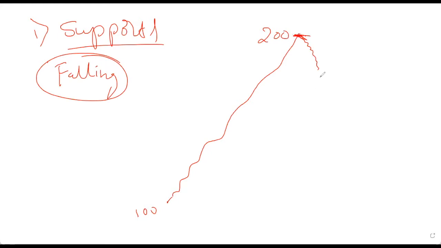If the stock is falling down, what will you ask? Sir, up to what level will this fall, right? The answer is given by Fibonacci. So it will fall up to the 0.23 golden ratio. What is the meaning of 0.23?